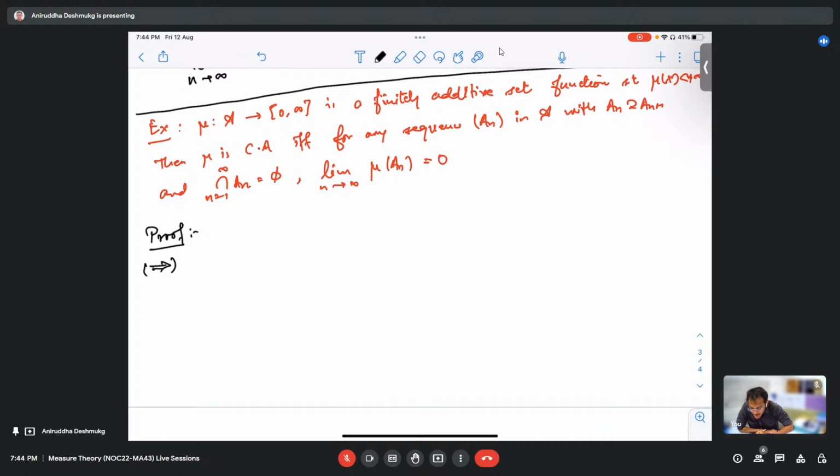Suppose that mu is countably additive. Then we have to prove this, that for any sequence An which is decreasing and its intersection is empty, the limit of mu of An is 0.